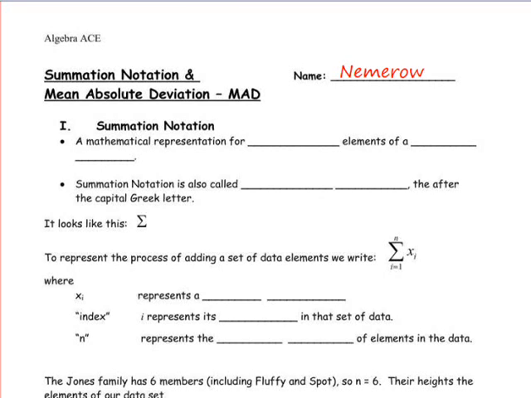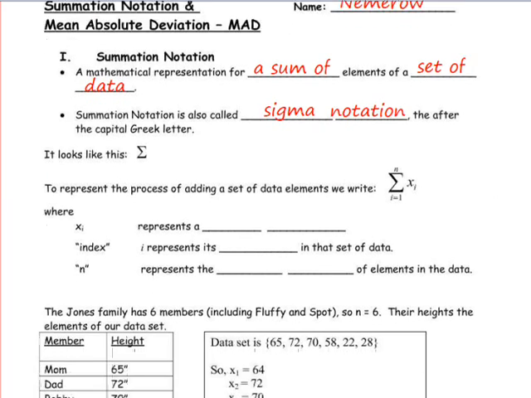Okay. First, summation notation is a mathematical representation for a sum of elements of a set of data. That's what summation notation is. Summation notation is also called sigma notation, after the capital Greek letter. It looks like this sort of funky looking E here. It's not an E, it's a Greek sigma.